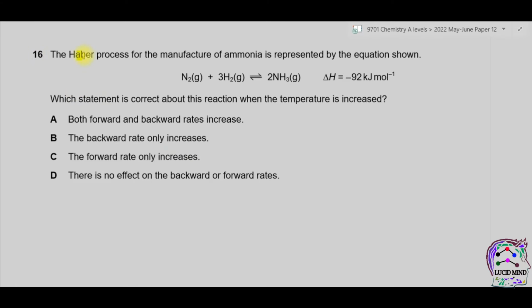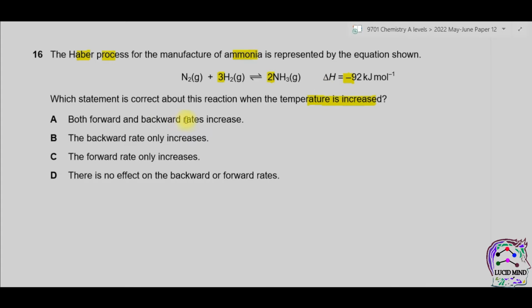Question 16. The Haber process for manufacture of ammonia is represented by the equation shown. We have this equation: nitrogen gas and hydrogen gas form ammonia. The reaction is exothermic as the enthalpy change is negative. Which statement is correct about this reaction when temperature is increased? Now this is an exothermic reaction.